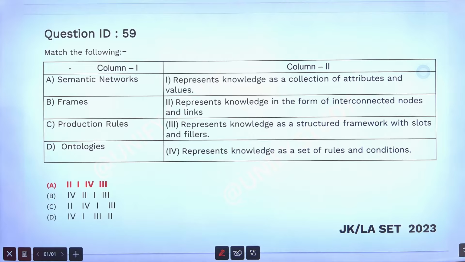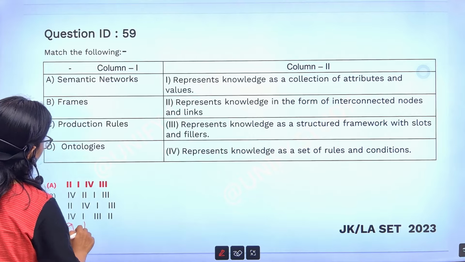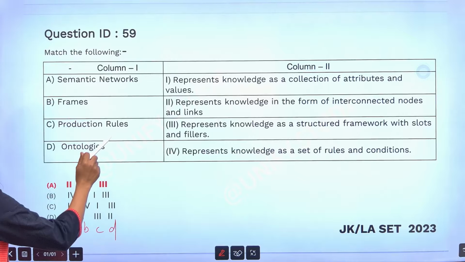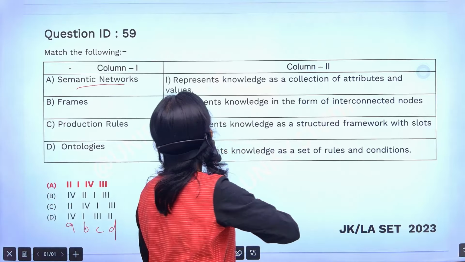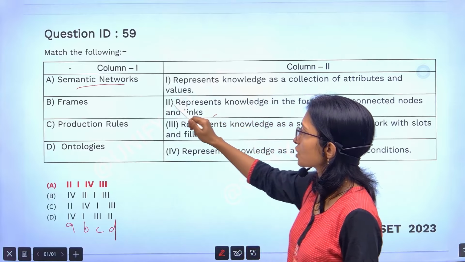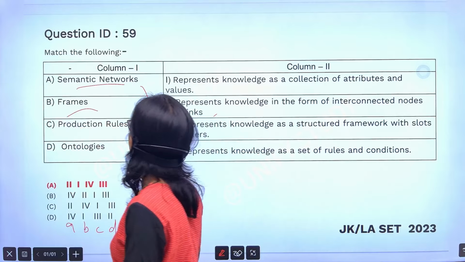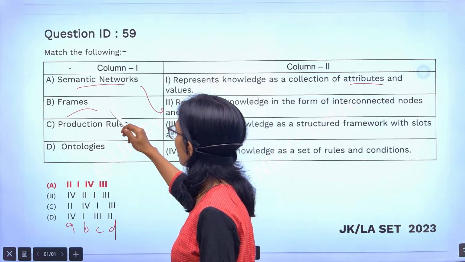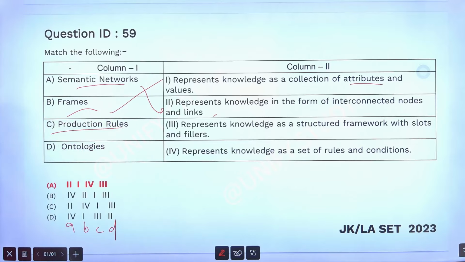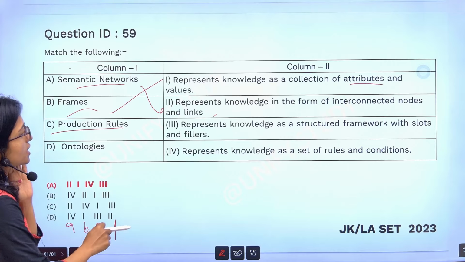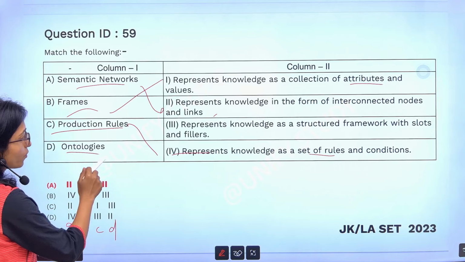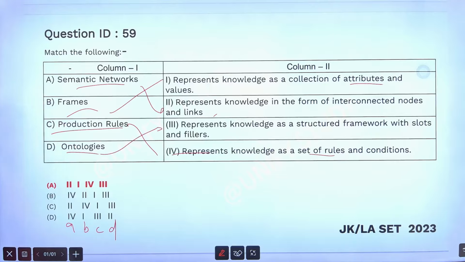Semantic network means here it is A, B, C and D. Semantic networks represent the knowledge from interconnected nodes and links. It is a graphical representation, right? Frames represent the collection of attributes and values. That is your frames. Next one, production rules. Production rules represent the knowledge as a set of rules and conditions. Ontologies represent the knowledge structure of framework, slots and fillers. So this is your answer, right?